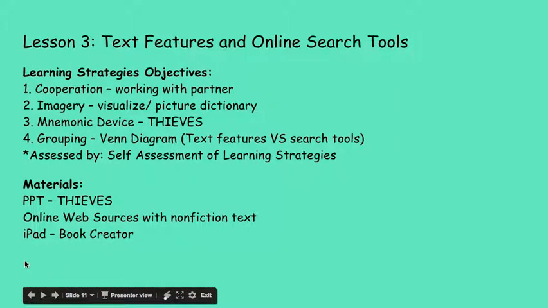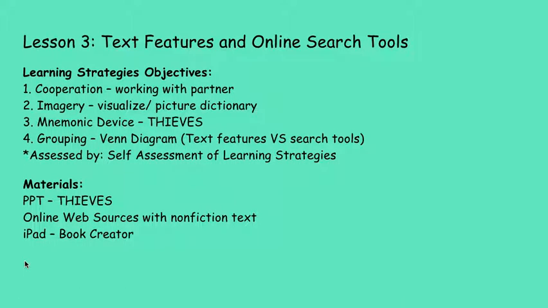So then in that same lesson, you're going to see I'm still focusing on strategies, what they can continue to work on so that they can not only use that strategy in this lesson, but later on in life. So again, cooperation is always going to be key. Imagery is always going to be key. That mnemonic device, we're going to be reviewing that because that's great practice for ELs to do. And then I'm going to be grouping as well.